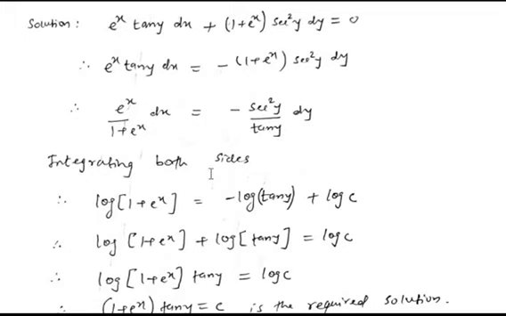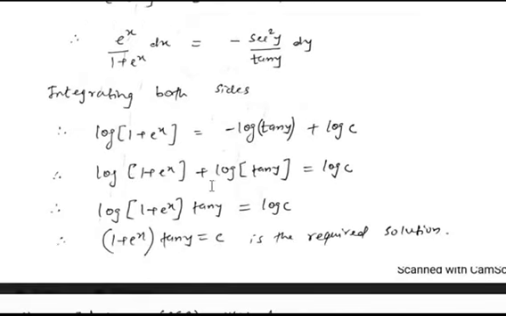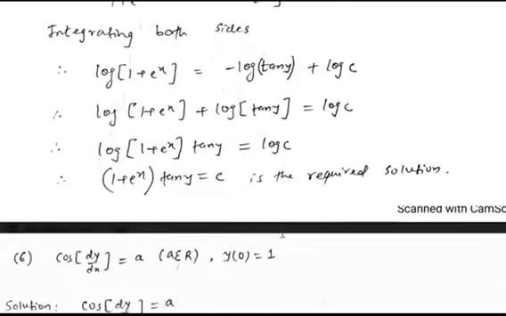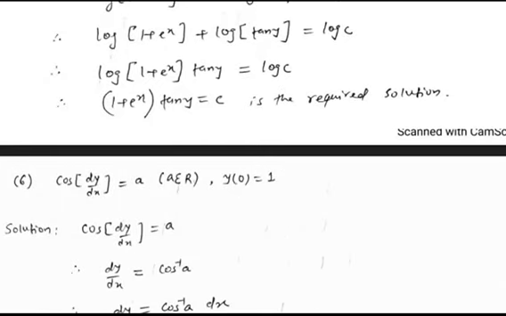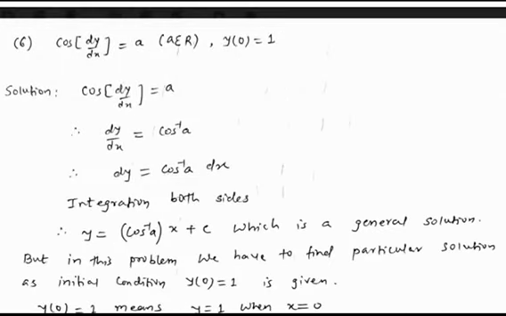So this is logarithm of tan y, the integration of sec square y by tan y, plus log c. Now taking this term towards the left hand side, it will become logarithm of 1 plus e raised to x plus logarithm of tan y equals to log c. Now applying the concept of log x plus log y equals to log xy, it will become logarithm of 1 plus e raised to x into tan y equals to log c. So log will cancel out, so the result is 1 plus e raised to x into tan y equals to c. This is the required solution. Now moving on to example number 6.